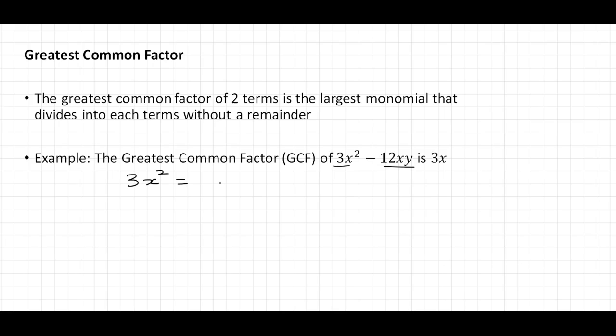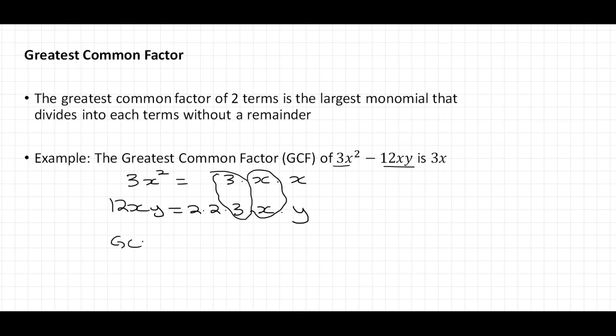3x squared is the same as 3 multiplied by x multiplied by x. 12xy is the same as 2 multiplied by 2 multiplied by 3 multiplied by x multiplied by y. So now your greatest common factor is going to be the terms that appear for both of them. So let's look at 3 here, and then we look at x. So now the greatest common factor is going to be 3 multiplied by x, which is equal to 3x. That's how you get that greatest common factor.